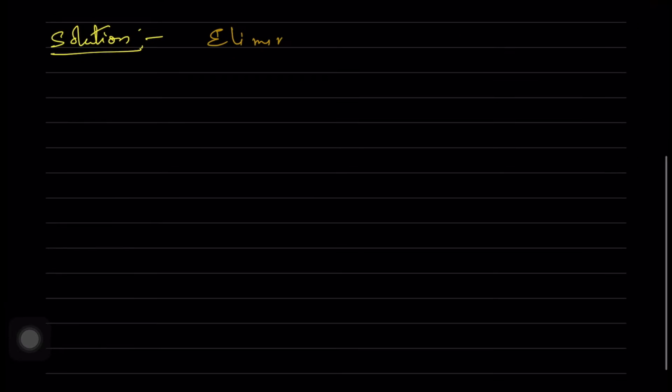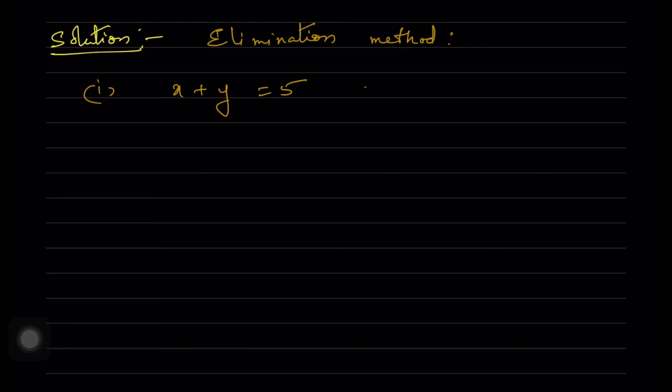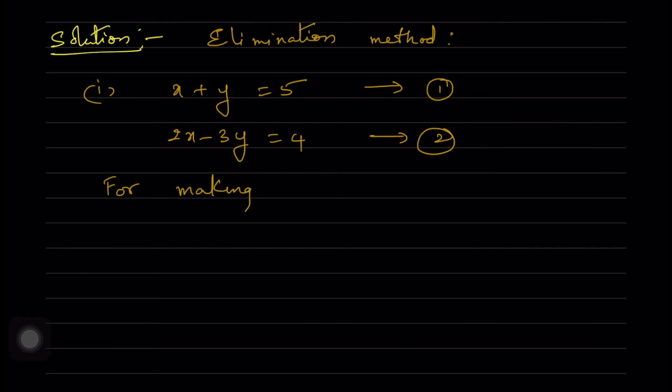Exercise 3.4, chapter 3. First question: solve the following pair of linear equations by the elimination method and the substitution method. So going into the elimination method, x plus y is equal to 5 is the first one, 2x minus 3y is equal to 4 is the second equation. So by the elimination method, how do we solve this problem?